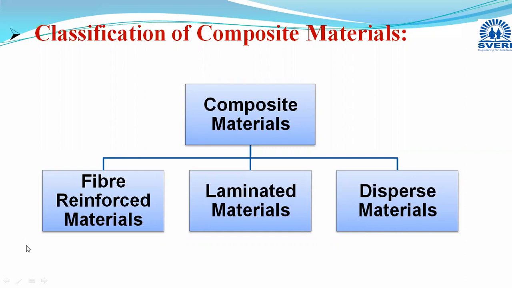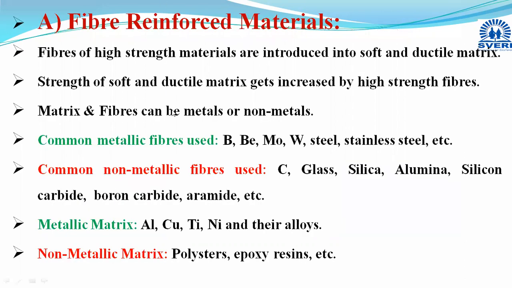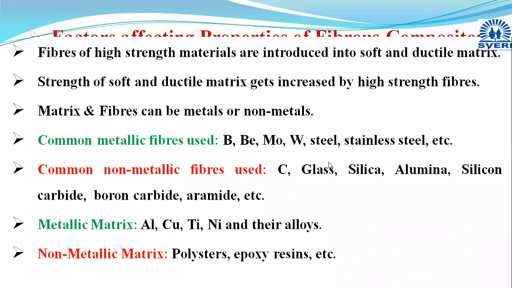Now, one by one, we are going to discuss these along with their specific properties and applications. We'll start with the first composite material, that is fiber reinforced composite materials. How are these made? One material is taken in the form of fibers having high strength, and these are introduced into a soft and ductile matrix. I will show you the diagram of this fiber reinforced plastic.